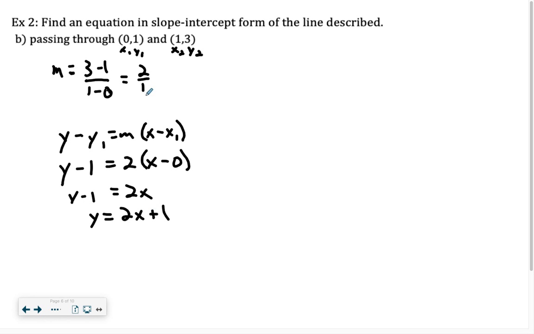Now, small shortcut that could have saved us a couple of lines of work. Once we find the slope, this point here is actually the y-intercept. Since it has an x-coordinate of 0, this is my y-intercept for the line. If I was able to recognize that, I could have actually jumped straight into y equals mx plus b and said, well, I know my slope, I know my y-intercept.